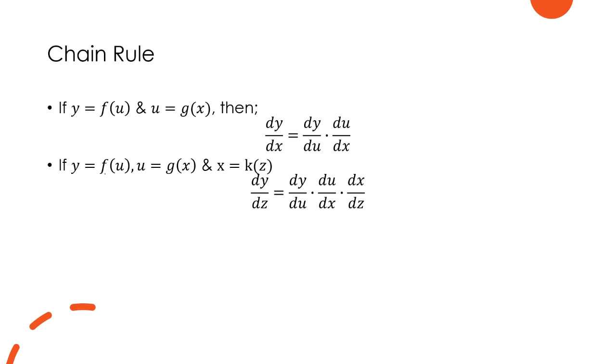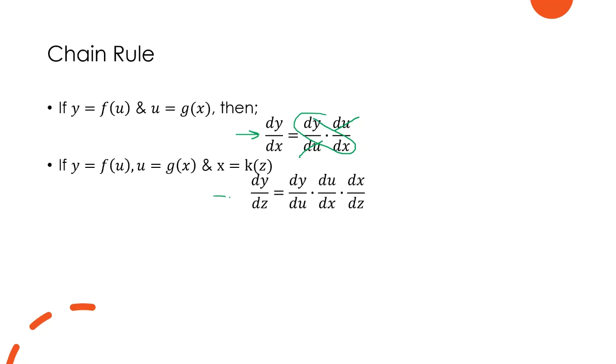If we also have the function y equals f of u, and u equals g of x, and x equals k of z, then the derivative of y with respect to z is equivalent to the derivative of y with respect to u, times the derivative of u with respect to x, times the derivative of x with respect to z. Again, in finding dy over dx, multiplying dy over du and du over dx will just give us dy over dx.